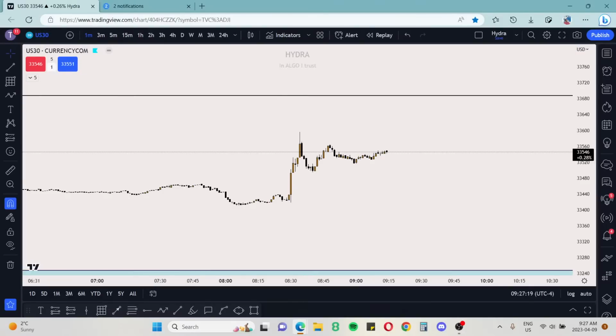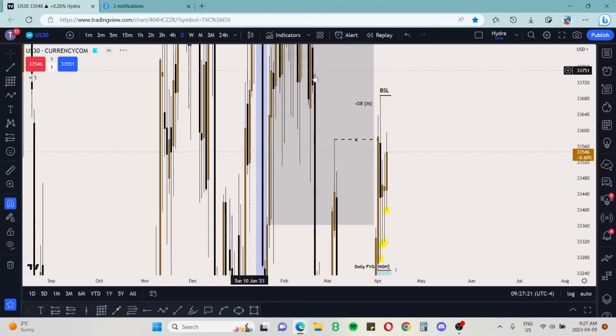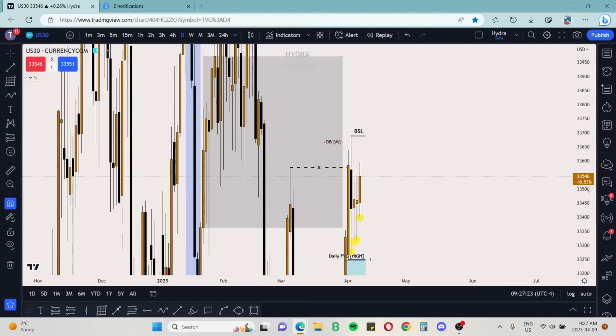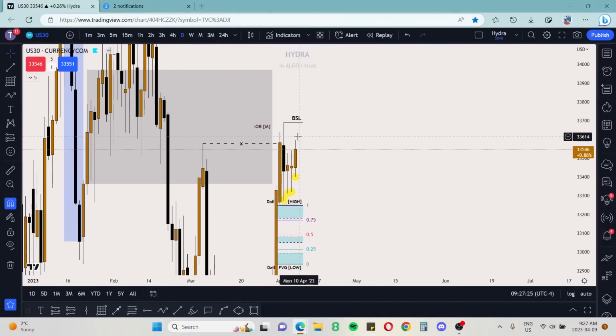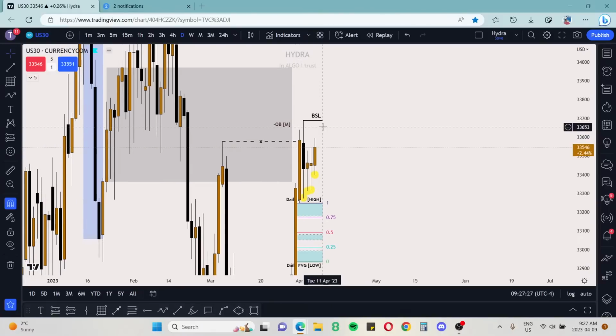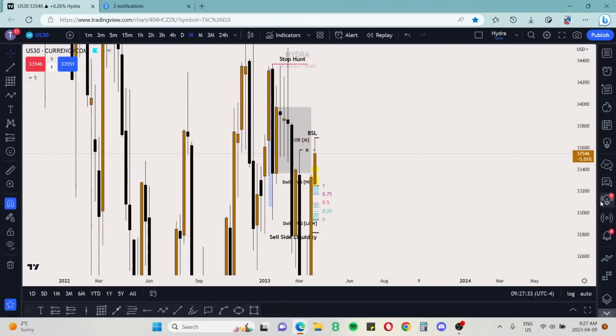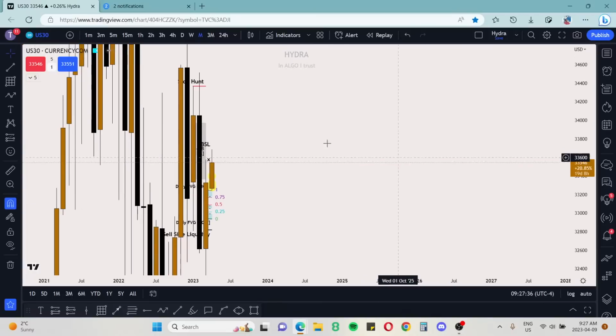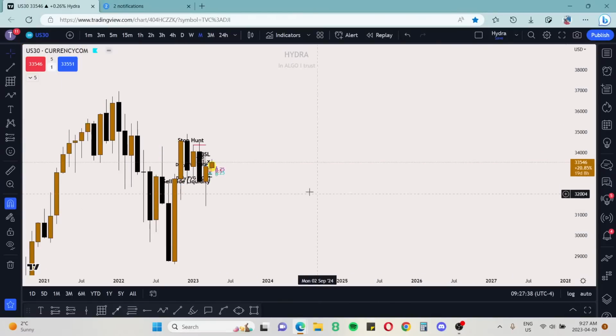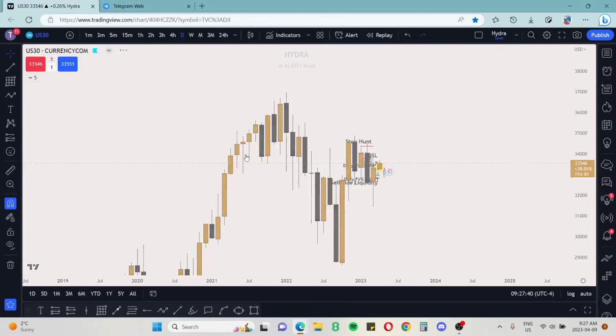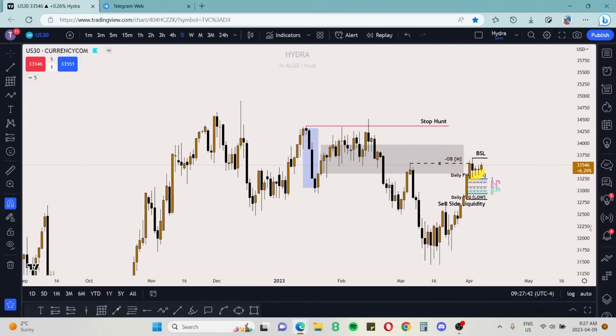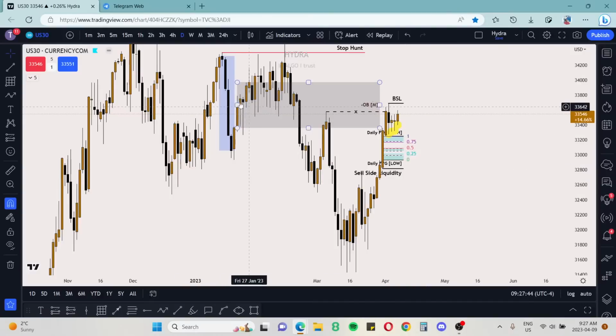Could it go to buy side liquidity first? I don't know. I'm not the one who makes the price, right? What I can do is predict, and I can do prediction based on the confirmation that I see on the chart. I see this weekly, this monthly order block, right? I mark the order block, and then I can see the daily breaker block. And when price is inside of a daily breaker block, what do you expect?